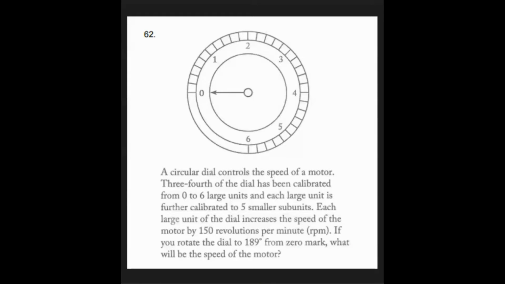Question 62. A circular dial controls the speed of a motor. 3/4 of the dial has been calibrated from 0 to 6 units, and each large unit is further calibrated into 5 smaller subunits. Each large unit of the dial increases the speed of the motor by 150 revolutions per minute. If you rotate the dial to 189 degrees from the 0 mark, what will be the speed of the motor?